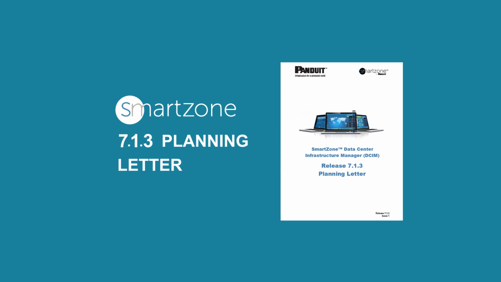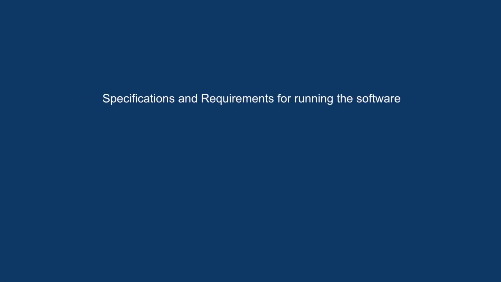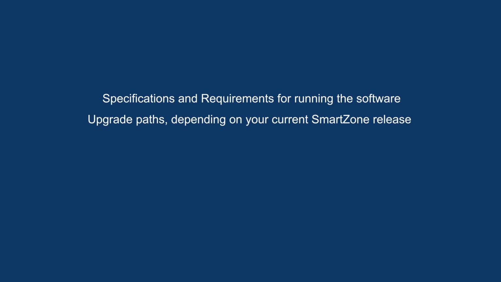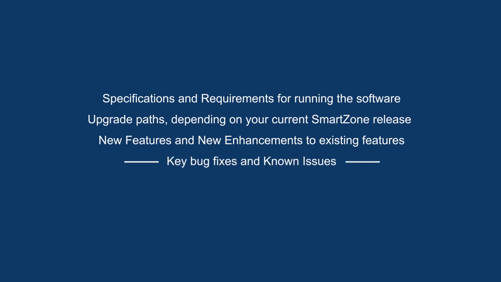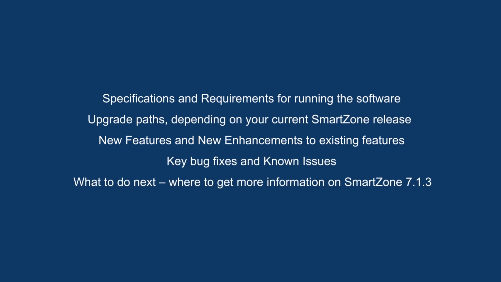This video is an overview of the Planning Letter and includes the key highlights from that document. We will be covering specifications and requirements for running the software, upgrade paths depending on your current SmartZone release, new features and new enhancements to existing features, key bug fixes and known issues, and what to do next, where to get more information on SmartZone 7.1.3. Note that while the print version of the planning letter contains information on the entire Release 7 series, this video covers only the 7.1.3 changes.